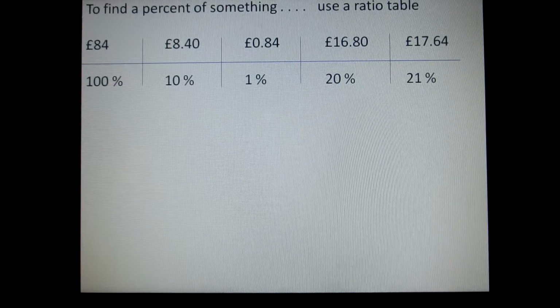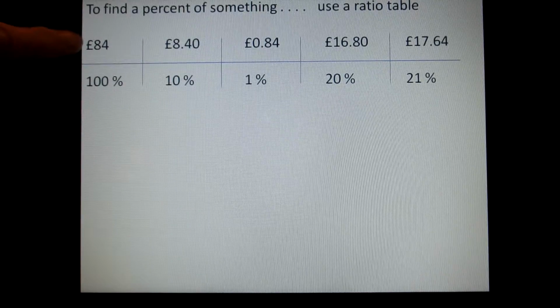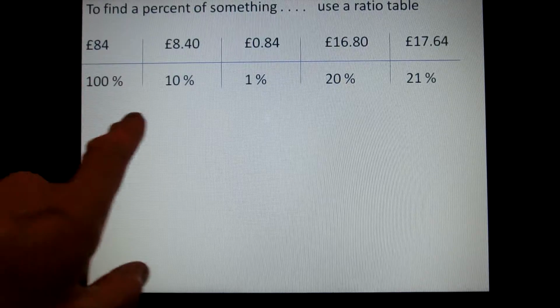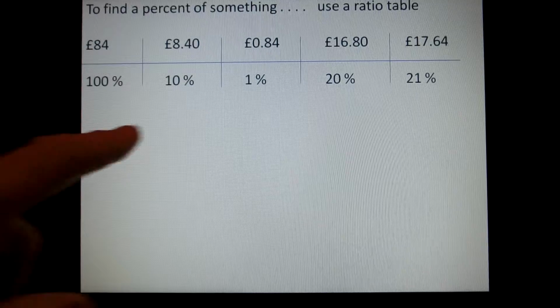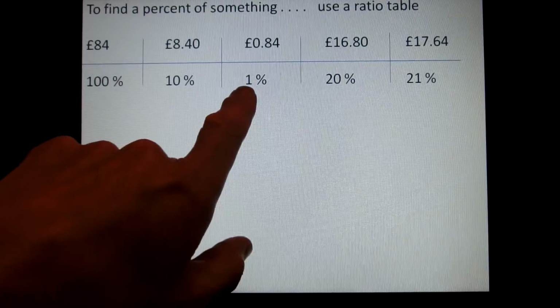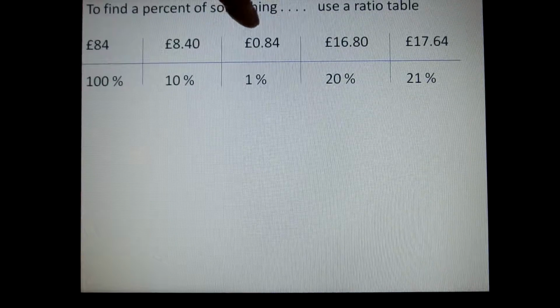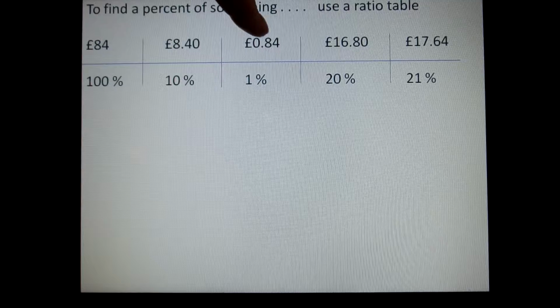Right, to find a percent of something, again, I personally would use a ratio table to keep me organised. You don't have to, but I would recommend it. So if a jacket costs £84, that's the full price, that's the full 100%. There I'm dividing by 10, so I know that's an easy percent to work out, 10%. If I divide by 10 again, I get 1%. I have to keep the ratio the same to keep things right, so that would be £0.84 or 84 pence.